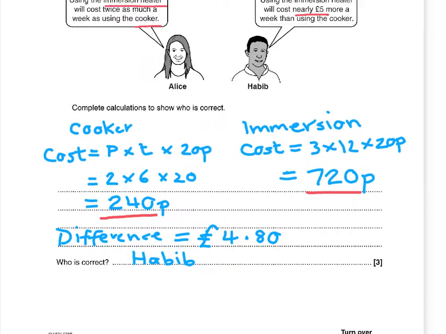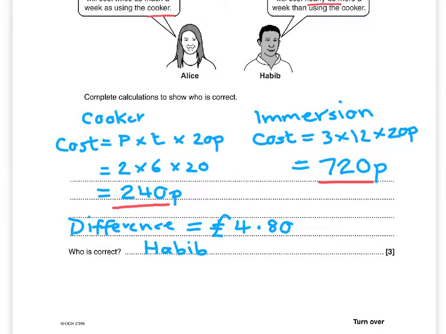So going back to the calculation, the cost for the cooker is very straightforward. We times the power by the time by 20. 2 kilowatts times 6 hours times 20 pence is £2.40 or 240p. For the immersion heater, the cost is equal to 3 kilowatts times 12 hours times 20p. Times those together and you get 720p. And then what we're interested in is the difference. The difference is £4.80, which is about £5. And so Habib was actually correct.